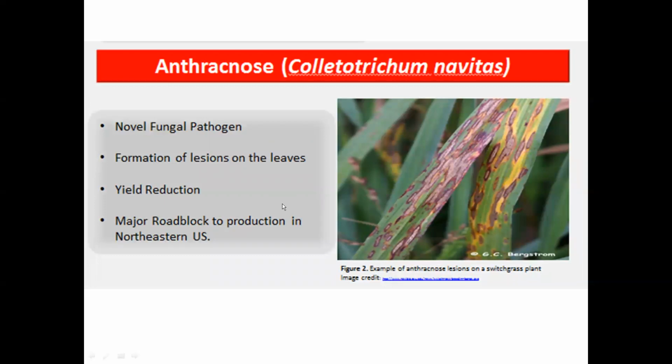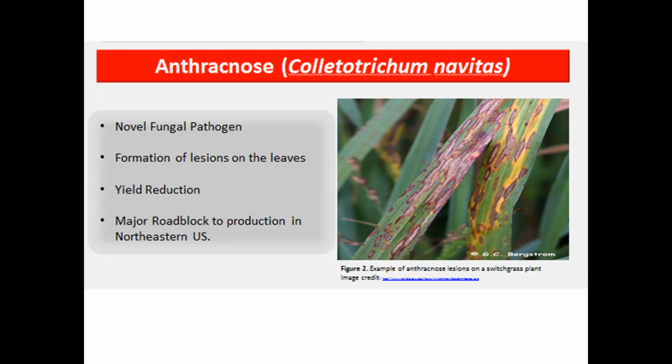The next portion of our poster that we're going to zoom in on is this anthracnose portion. One of the major roadblocks to the use of switchgrass in the northeastern United States is a disease known as anthracnose. Switchgrass anthracnose is caused by a novel fungal pathogen, Colletotrichum navitas, which has been previously identified and characterized by Crouch et al. in 2009.